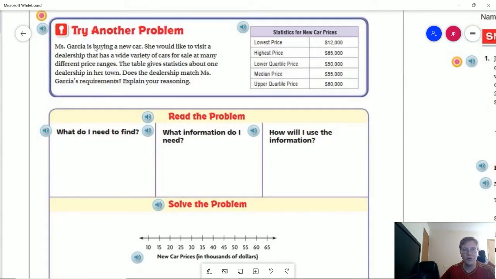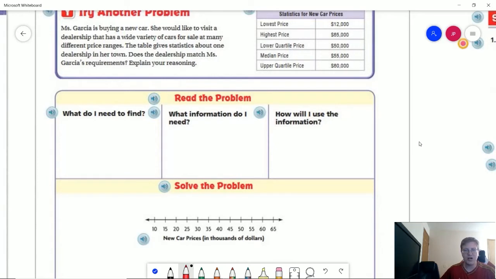So we are looking for a car dealership where we would have a wide range of cars for sale at many different price ranges. As we look at these numbers, we can already tell before we start plugging any of these numbers in to make a box plot that many of these numbers are between 50 and 65,000, and we do have cars at the lower price range, but not enough to really suggest that this might match what she's looking for. Let's go ahead and plot these points on a box plot to get a good look at our data.